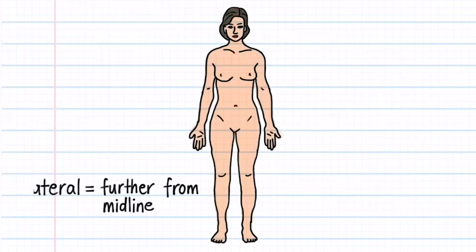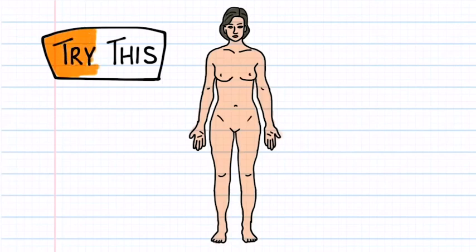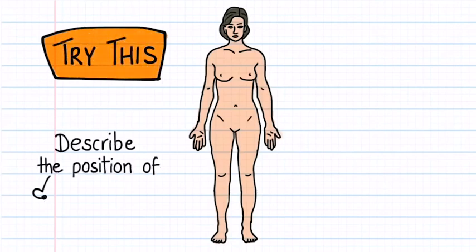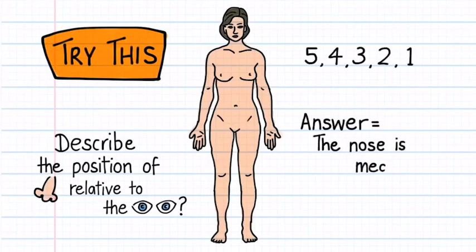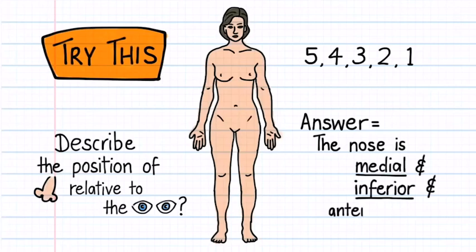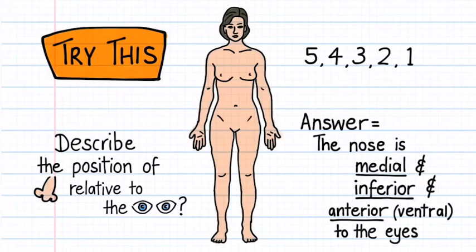Okay, now that you've mastered the basics, try to answer the following question. Using correct anatomical terminology, can you describe the position of the nose relative to the eyes? I'll give you 5 seconds to work it out. Hopefully you answered the nose is medial, inferior and anterior to the eyes.